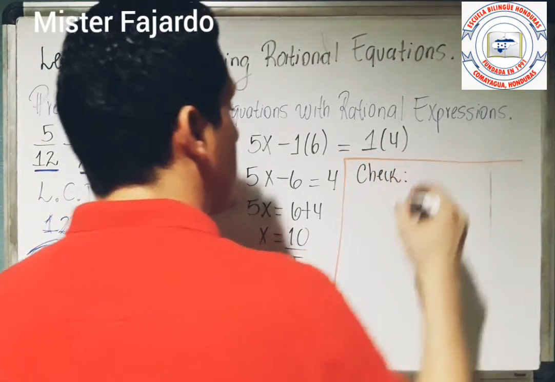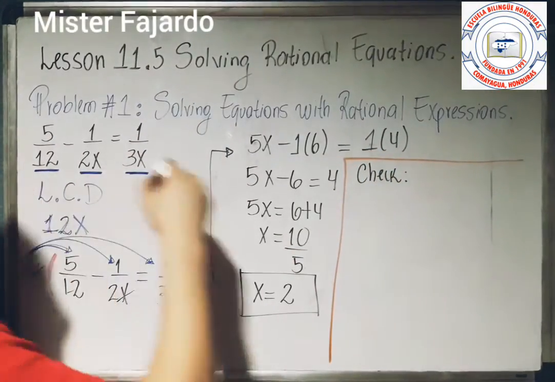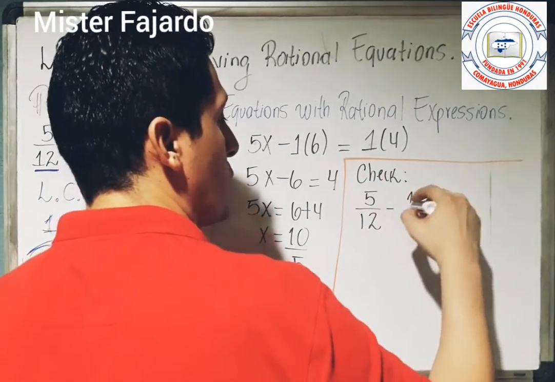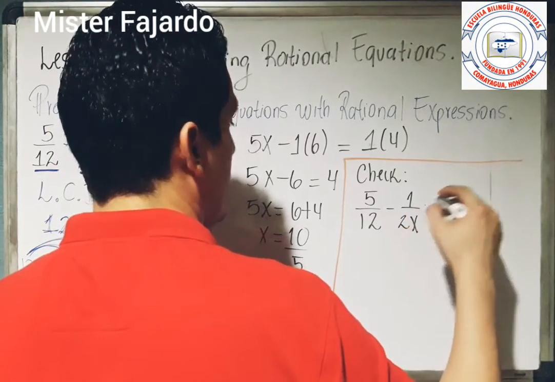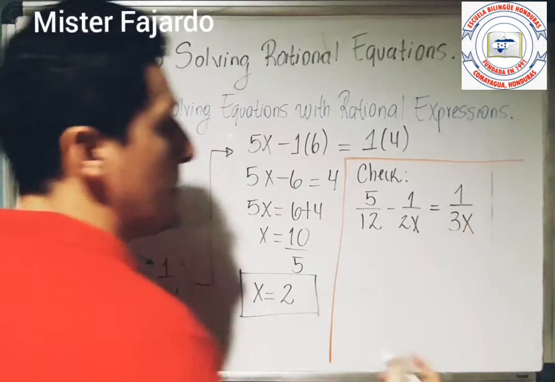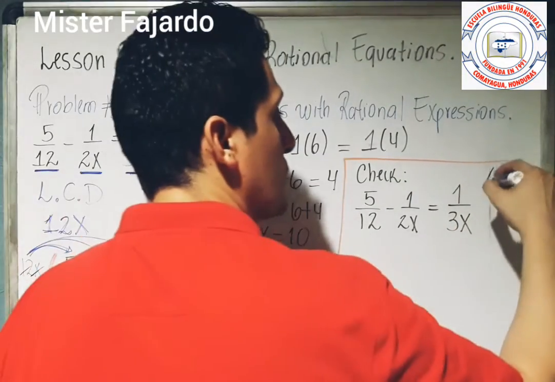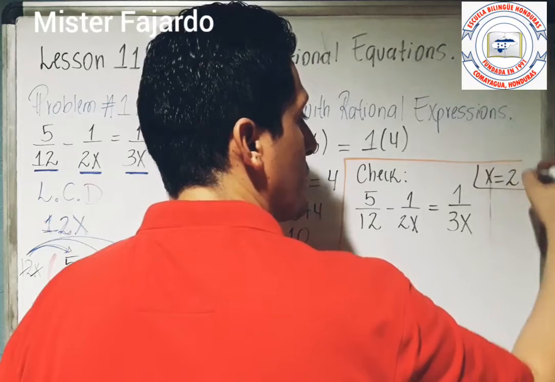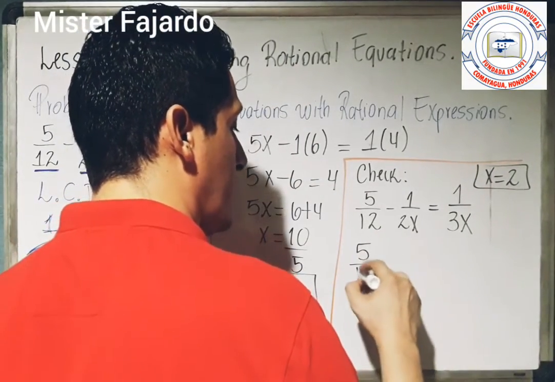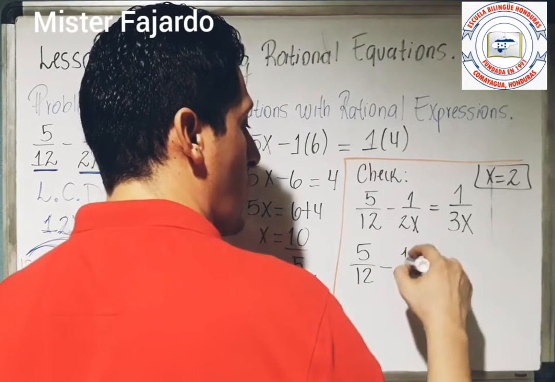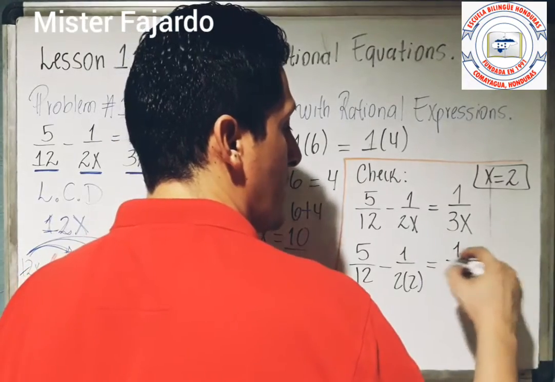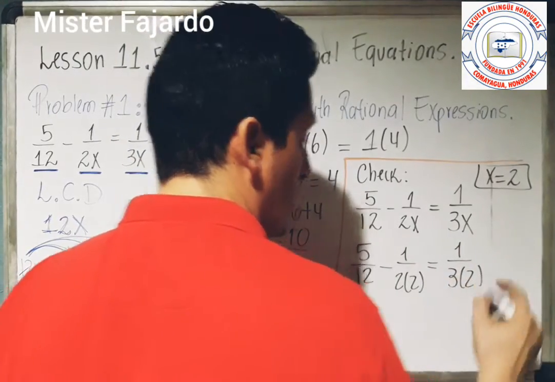If you remember, in the check, you are going to copy the original equation. That is 5 divided by 12 minus 1 divided into x, equal to, in this case, 1 over 3x. You know that the value of x is equal to 2. We are going to substitute that value on the variable that we already have here, okay? 5 divided by 12 minus 1 over 2 times 2, equal to 1 over 3 times 2, okay?